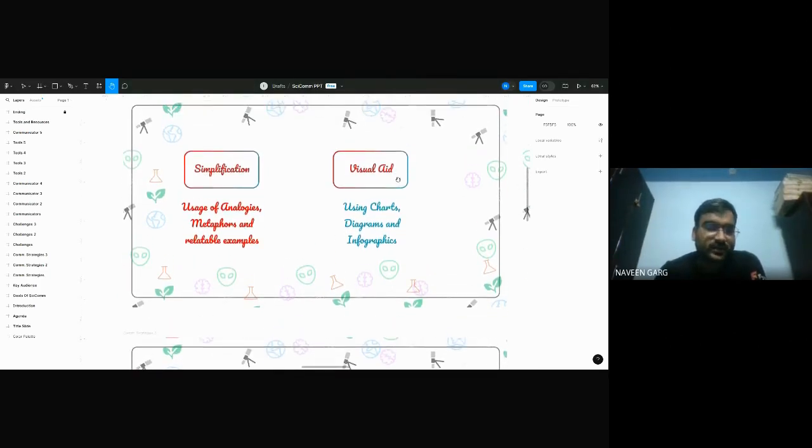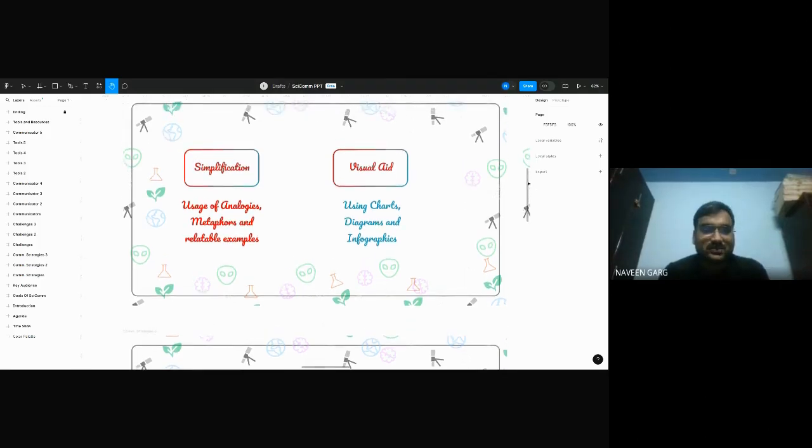Another point is the visual utilization of charts and diagrams, such as the icons I have used, especially to ensure that the engagement of the audience is there. They know that this is a part of a visual aid.